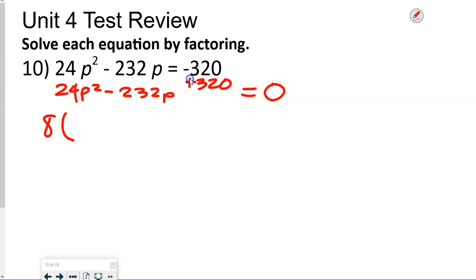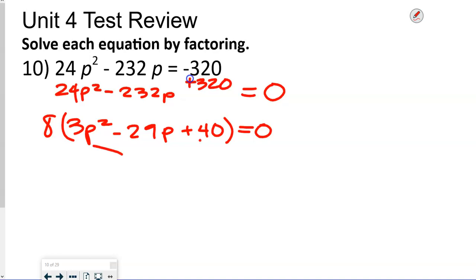Remember that. So that's 3p squared right here. When we divide 232, we get negative 29p. And when we divide 320 by 8, we get 40. Okay? So now we're going to multiply these two terms together. That gives us 120p squared, right? And then I'm going to just start dividing that by some numbers to figure out what my factors are, that when I add them together, I get negative 29. Now, this is what I do know, because this term is positive and the middle term is negative, both of these terms are going to be negative.